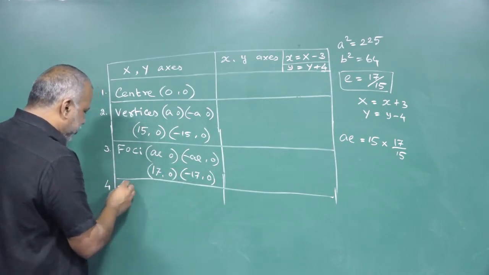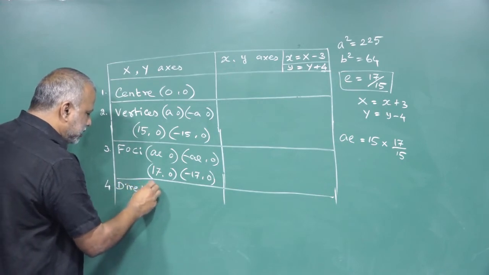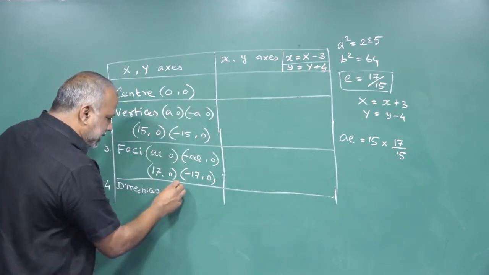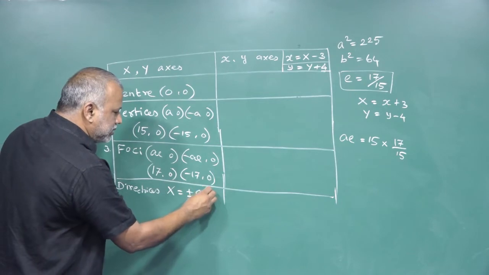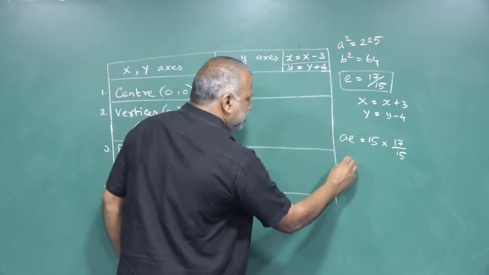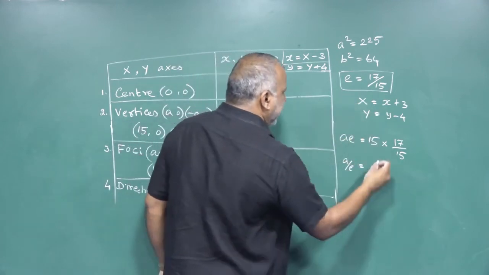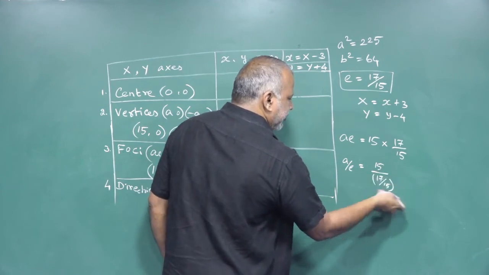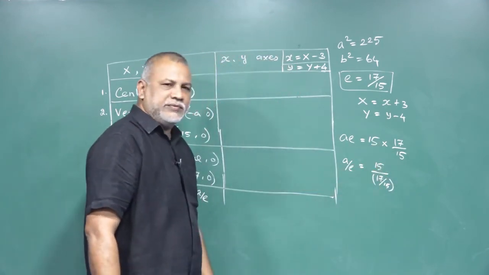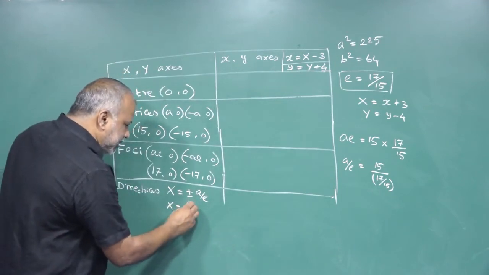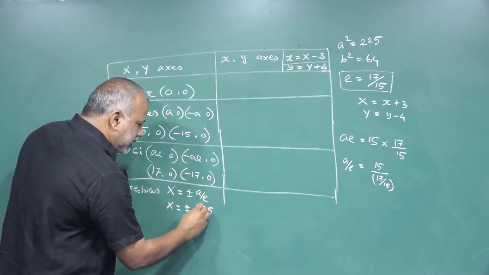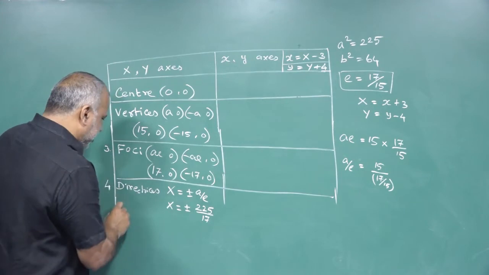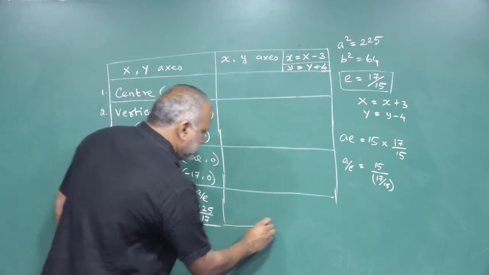Then result number 4 is directrices. What is the equation of the directrices? For type number 1, we already worked out the results. X equal to plus or minus A divided by E. So to work this out, the value of A is 15, divided by E, which means 17 by 15. So 15 gets the reciprocal. So 15 again multiplied with 15, we can get X equal to plus or minus 225 divided by 17. Getting the reciprocal, we can get 225 divided by 17. These are the values we need.